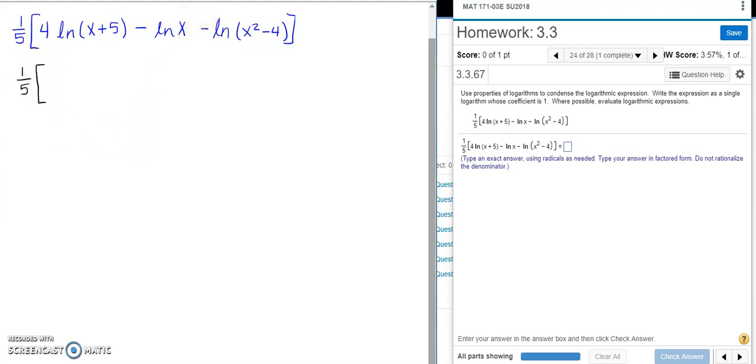One thing I'm going to do is this 4, since it's out front, I'm going to move it to being the exponent up here. So basically I'm using the same rules, but now we're going the other direction. We're condensing. Before we took the exponents and moved them to the front, now we're taking the numbers in the front and moving them back to being exponents. So we're going the other direction.